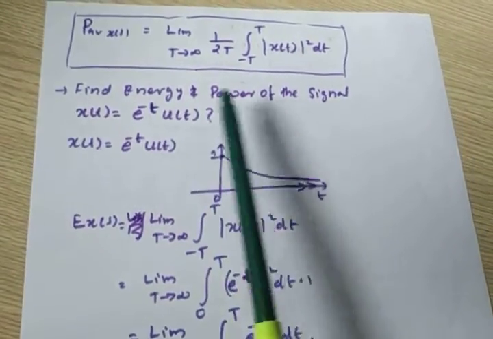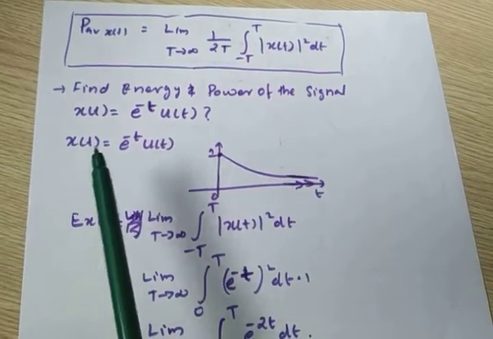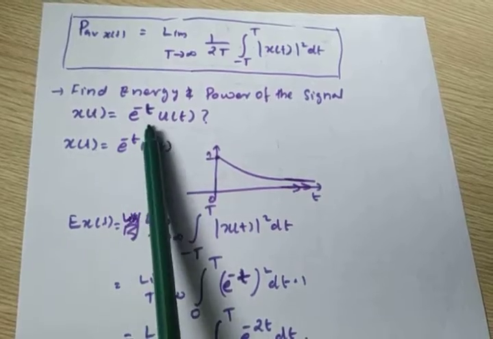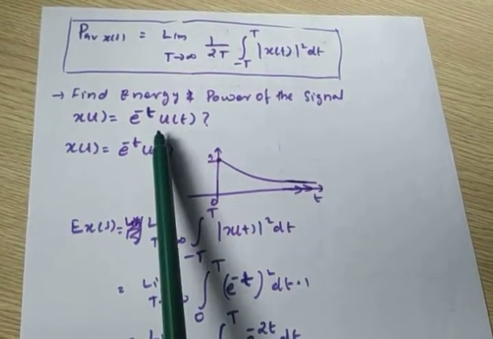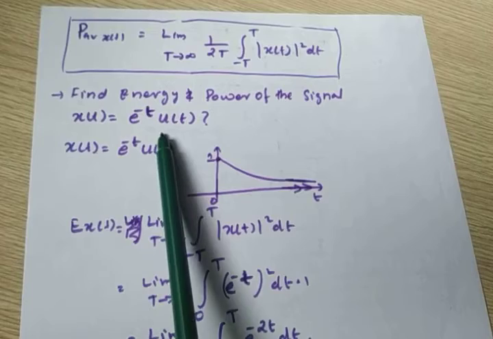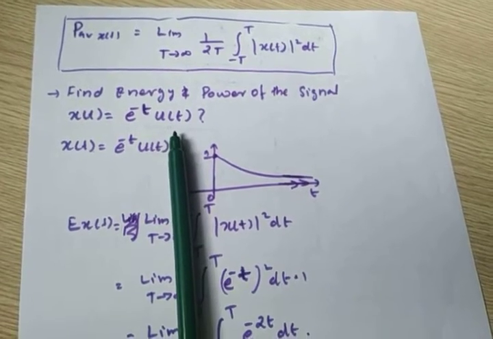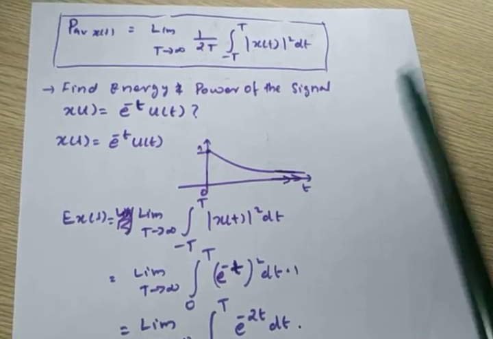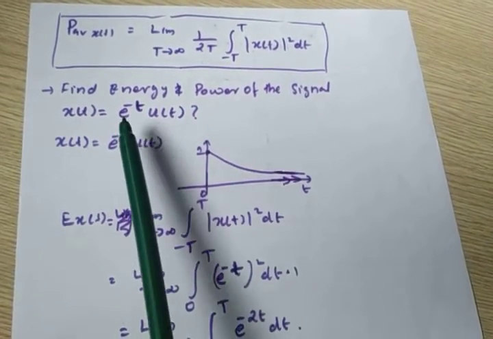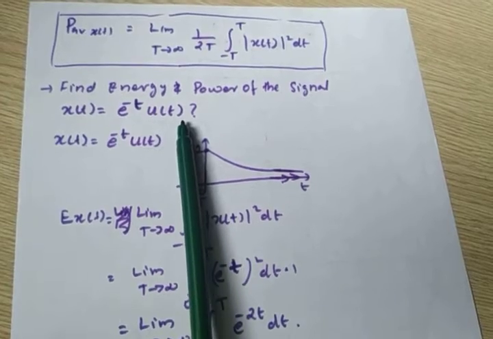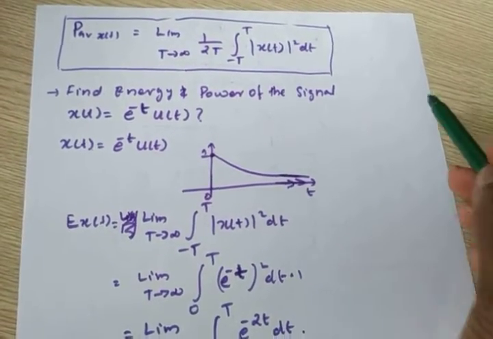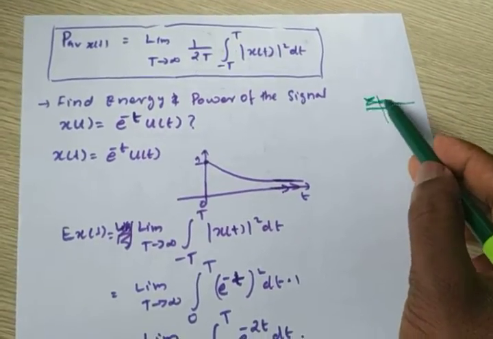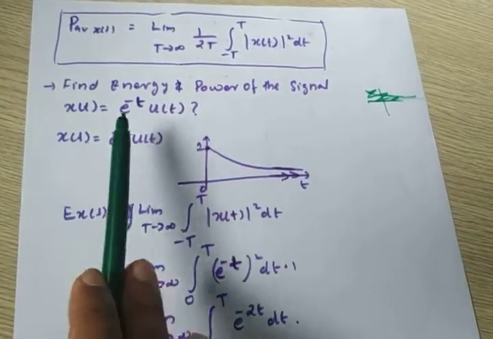Find the energy and power of this signal. So what is this signal? x of t is equal to e raised to minus t into u of t. You know how to draw e raised to minus at and e raised to plus at. I showed that in the previous class; you can refer to that. Now it is asking about e raised to minus at u of t. e raised to minus at is going like this.